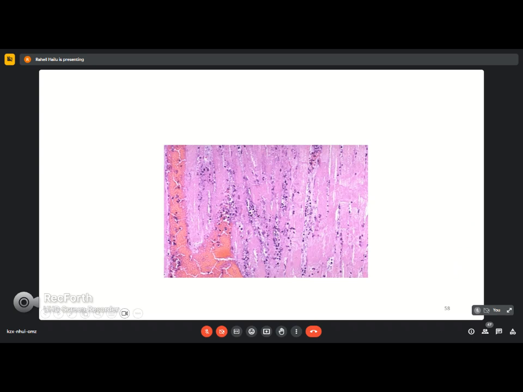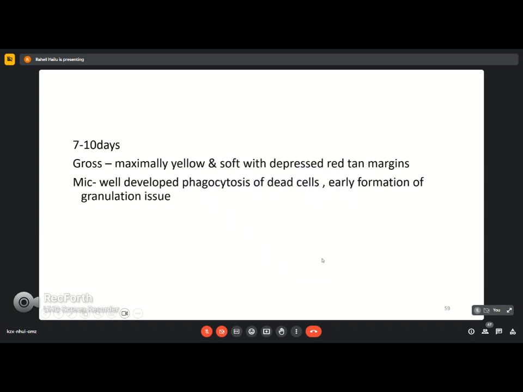Again here, heavy neutrophilic infiltrate. This is debris, the dead nuclear materials along with neutrophils. So basically it's just necrotic tissue.